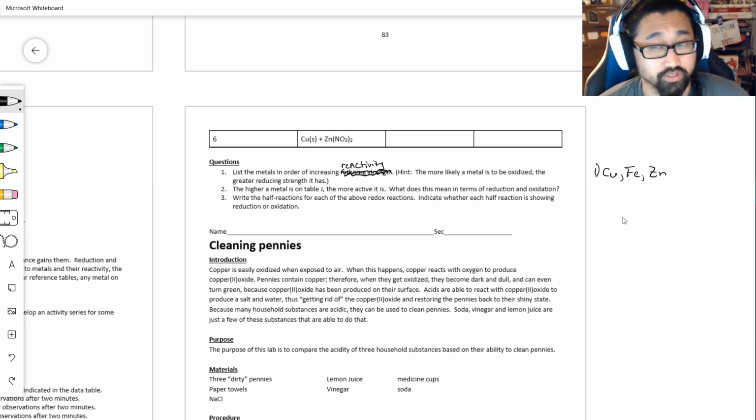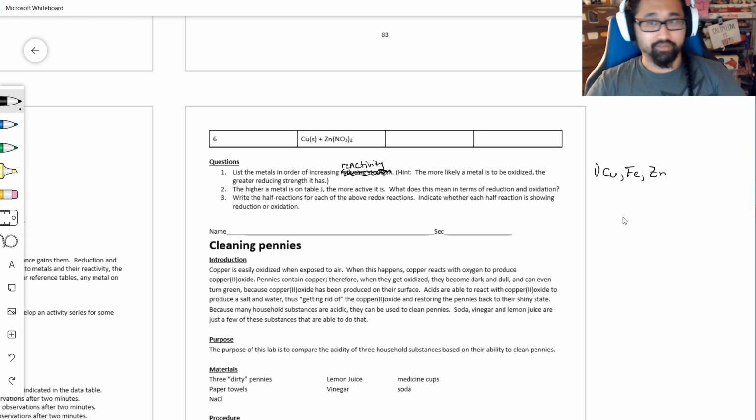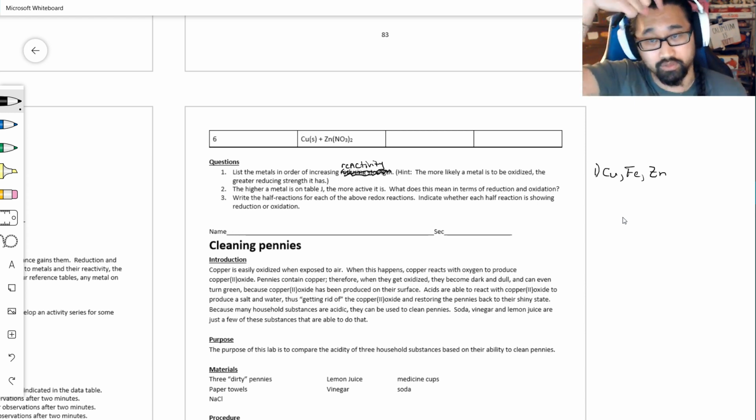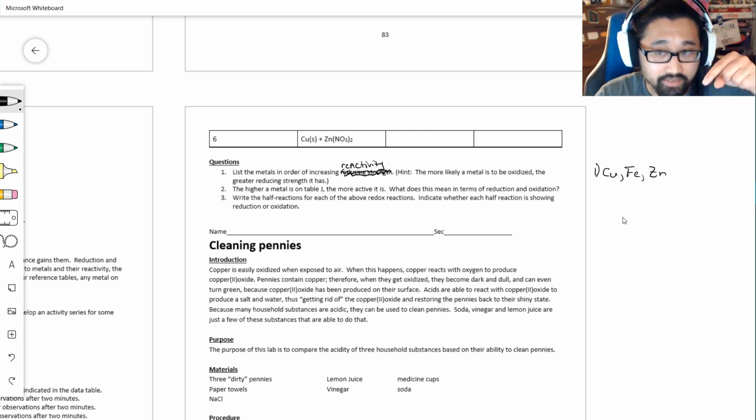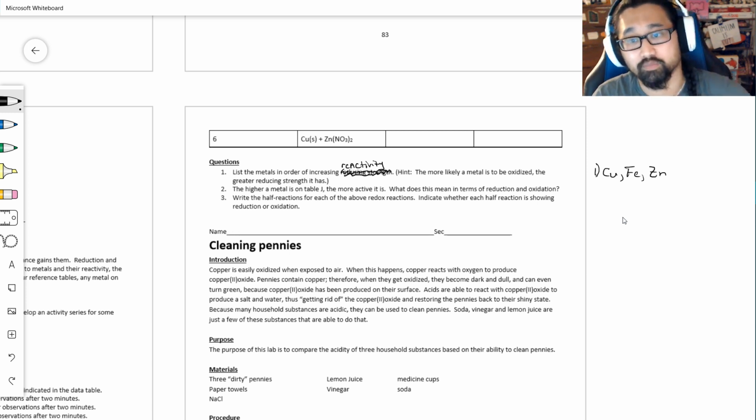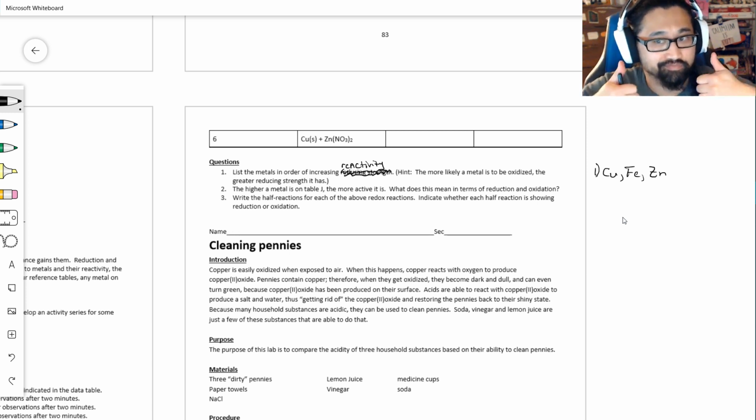Now, question number 2 is a question that you already have the answer to. Check Table J. Go to your Table J, and you should have a note there. Table J is the tall table. It's the activity series. And it says the higher a metal is on Table J, the more active it is. What does this mean in terms of reduction and oxidation? You should already have written down that the most active metals are most likely to go through oxidation, and the less active metals are more likely to go through reduction. So that's what it means. You already have the answer to number 2. Make sure you write it down.